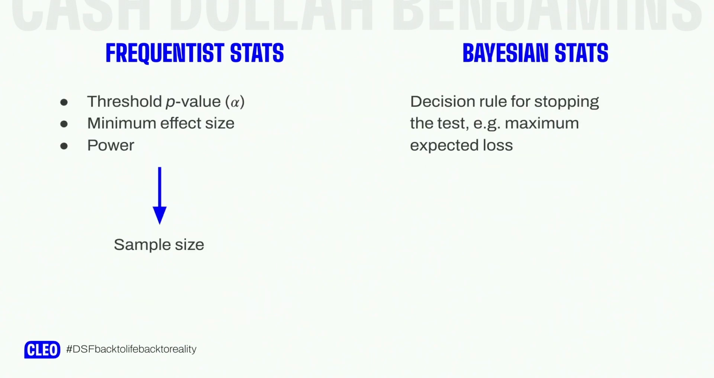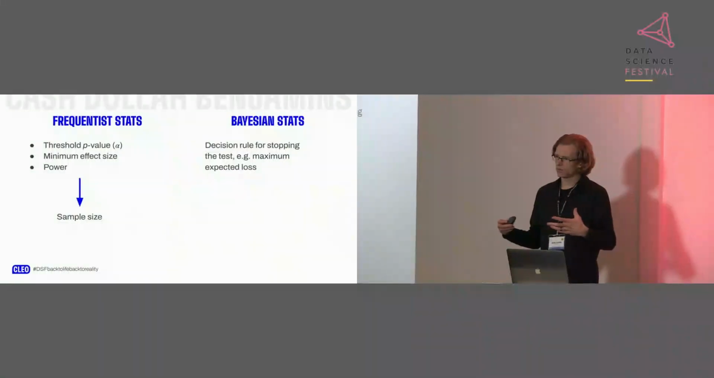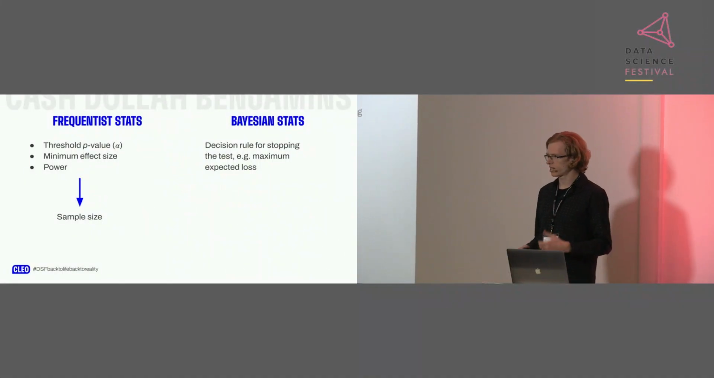Another choice is, say, a statistical framework like frequentist or Bayesian, and regardless of which one you choose, you need to pick some parameters up front that define your decision point. So for frequentist stats, you choose a threshold p-value, your significance threshold alpha. You choose a minimum effect size that your test is able to detect, and then the power, which is the chance of detecting that effect when it exists. And those three things together, you can calculate sample size, which is another thing you need to know ahead of time.